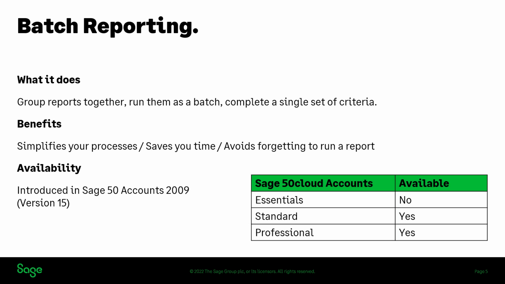Now, the batch reporting option. Availability-wise, it's available in the Standard and the Professional levels of Sage 50 Cloud Accounts. It's not available in the Essentials level. If you're using Essentials, you never know, it might just be another little tick on that list of things that maybe I'll upgrade to a higher level of the software because I'd gain that feature.